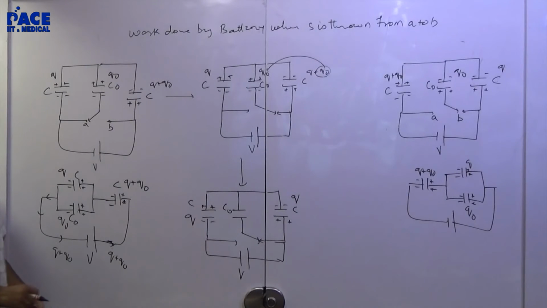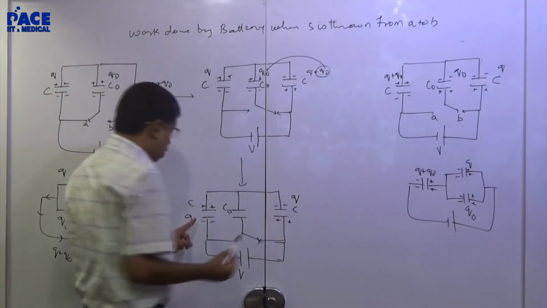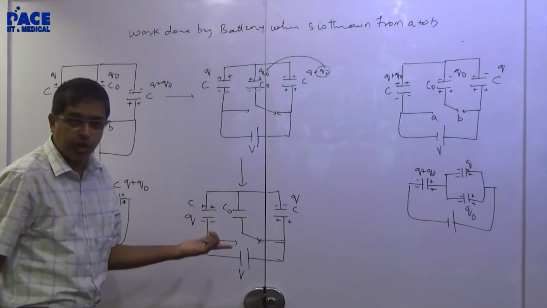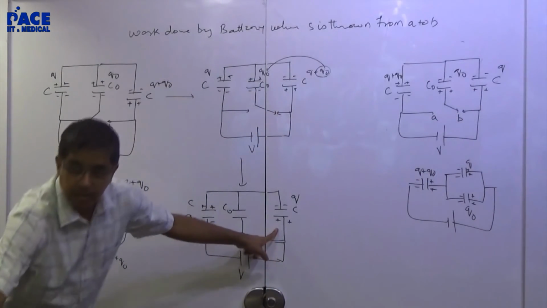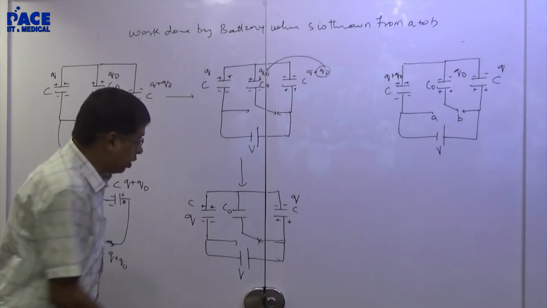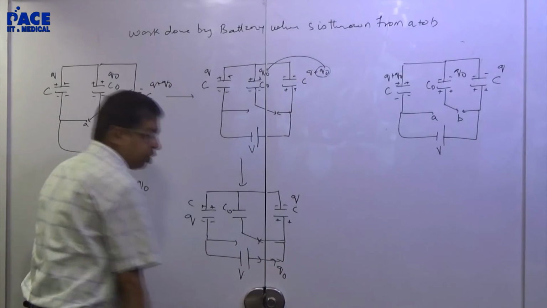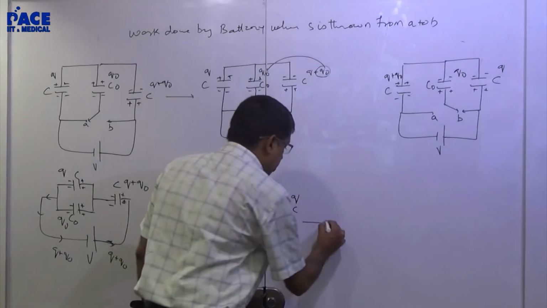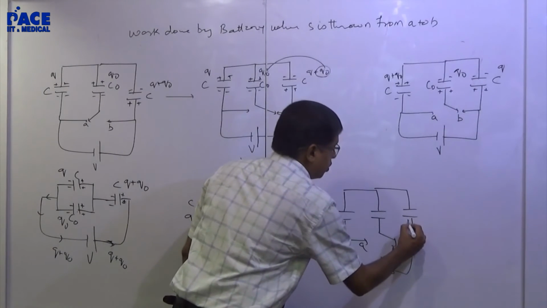Agreed? Now I need to see the final. I should get Q0 here and I should get Q0 here. Do I ask for help from anywhere inside the circuit? I don't have. This has reached its final state. This has reached its final state. Right? So now the only other alternative is I ask help from the battery to push in Q0 amount of charge. When battery pushes in Q0 amount of charge, now battery is pushing Q0 amount of charge.